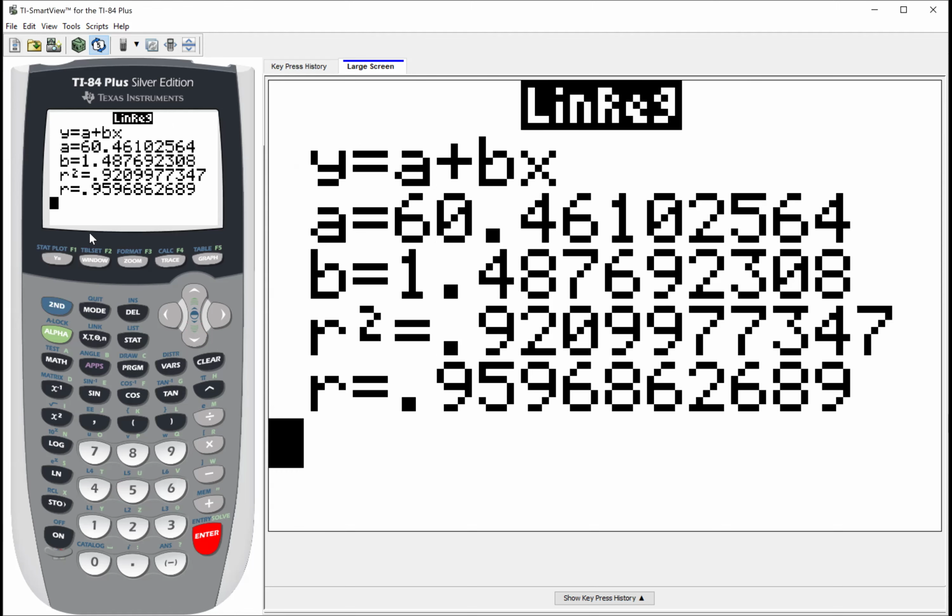And now you see, in addition to R and R squared, we have A and B, where A is the y-intercept and B is the slope. So let's round to 2 places for both. So A is about 60.46 and B is equal to 1.49.